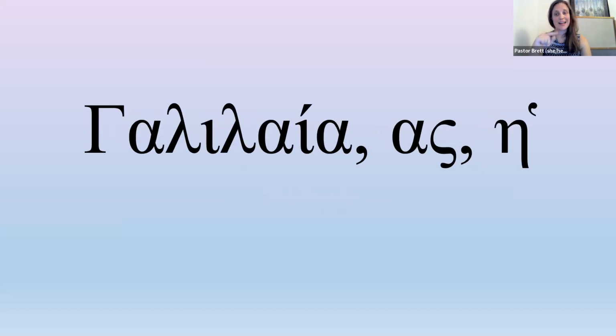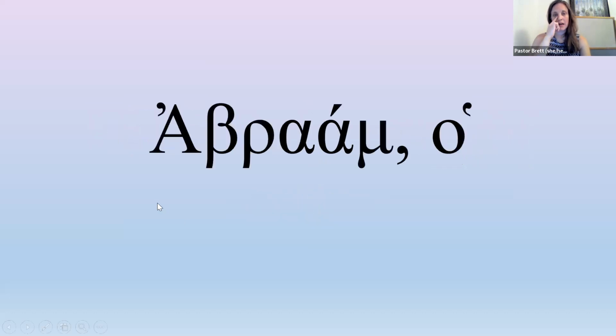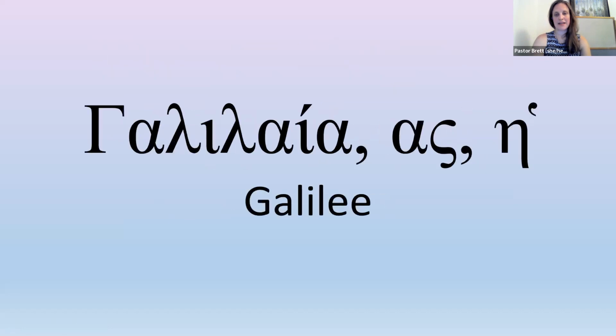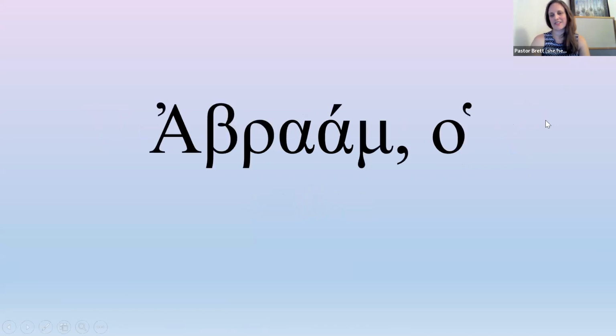Galilee, Galilea, Galilee. Abraham. Oh, I should have gone back. On Galilee, we had an example of a feminine noun. And so we see here not the ha, the omicron, but we see the hey, the eta, a sound with an h at the front is a hey. So that's the feminine definite article that just tells us it's a feminine word. You don't need to know that, I'm just trying to point things out.